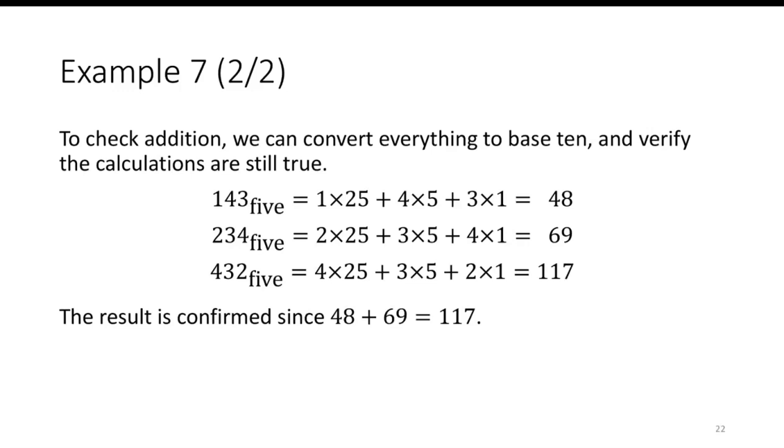One way to check this is you can convert all these numbers into base 10 and see if it still holds true in base 10. So 143 base 5 is basically a quarter, 4 nickels, and 3 pennies. So 25 plus 20 plus 3 is 48. 234 base 5 comes out to be 2 quarters, 3 nickels, and 4 pennies, or 69 cents. 432 base 5 is 4 quarters, 3 nickels, 2 pennies. And since 48 plus 69 does come out to be 117, this still checks.